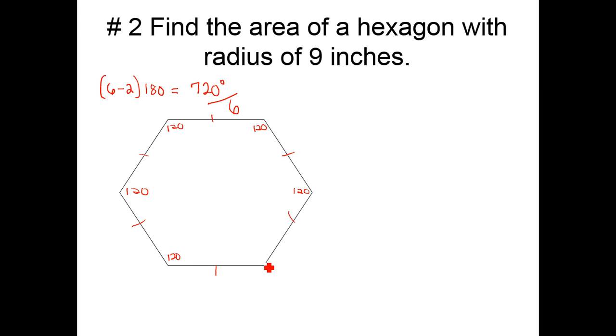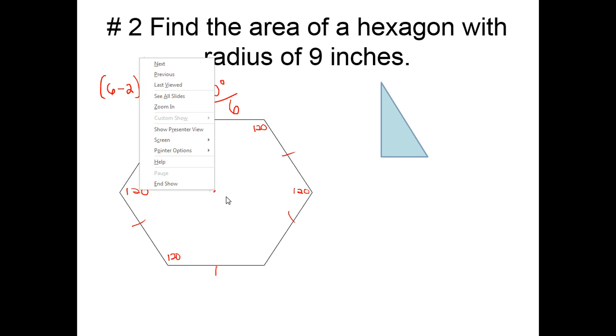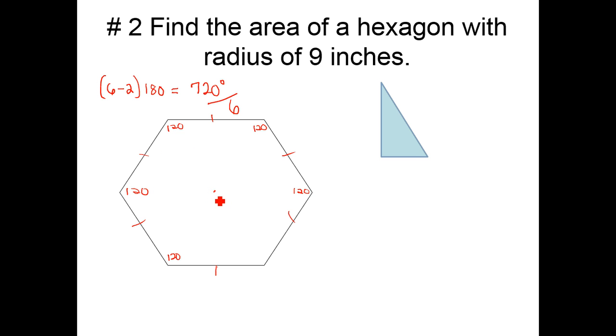Okay, again, I'm not going to fill out this 120 because I am going to put my triangle there. That's the triangle that I'm going to put there. All right, so drop down, make a 90 from your center to your vertex. That is your radius.